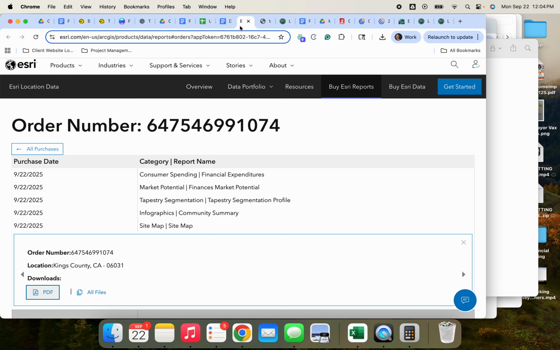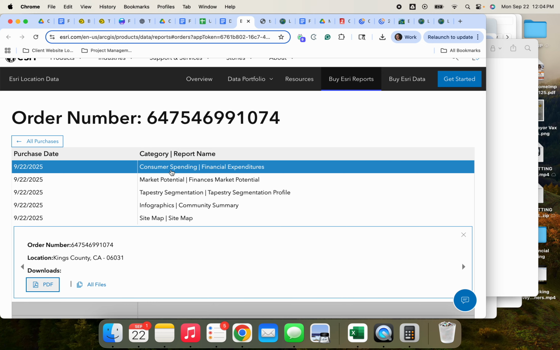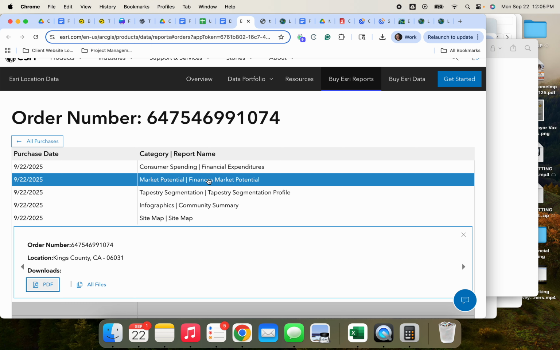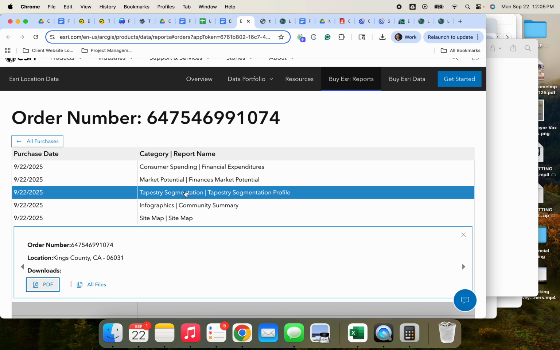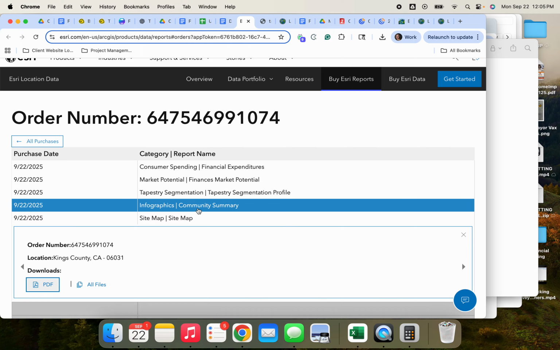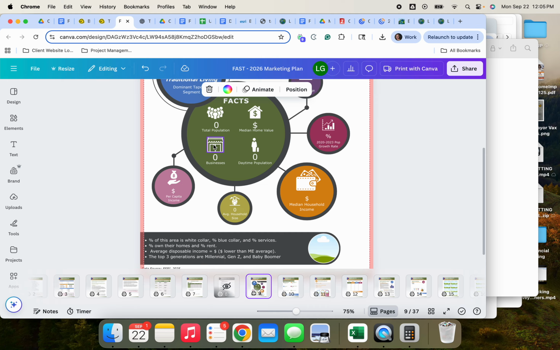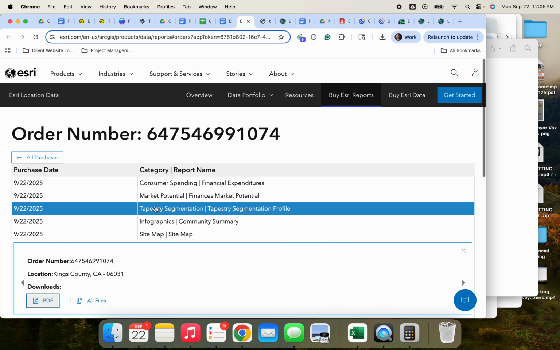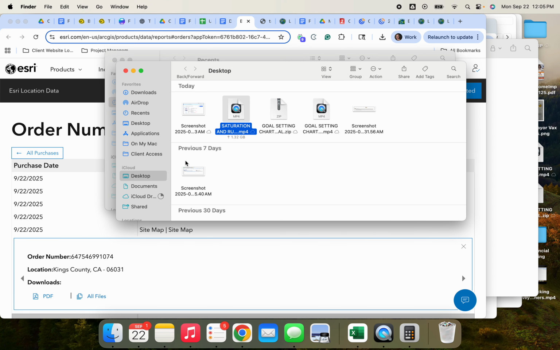So we have downloaded these. We've downloaded the consumer spending. So this is like how they're using their money, what people are doing in the area. Market potential. So this is what we have to work with as far as money in the area. And I'll show you this in just a second. The tapestry segmentation. This is their demographics. Tapestry is the Esri name for the demographics they use. Infographics community summary, that's going to help us complete this overview here. And then they also provide just a sitemap. So I will show you what these look like real quick.